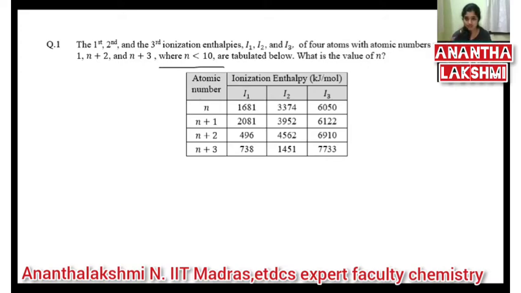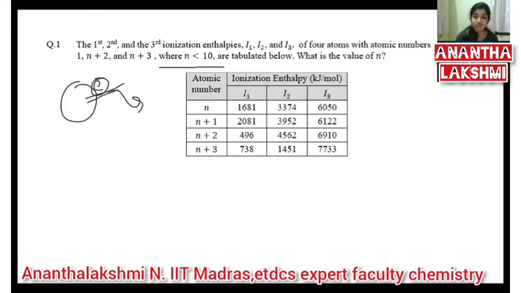This question is entirely based on the periodic properties chapter. If you know the meaning of ionization enthalpy, then there is nothing to worry about. Very simple. Just observe the table. So what is ionization enthalpy? Ionization enthalpy is the amount of energy required to remove an electron from an atom.